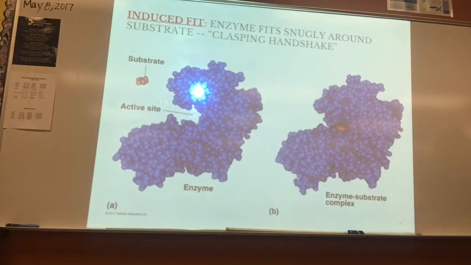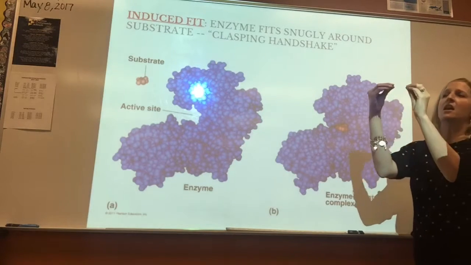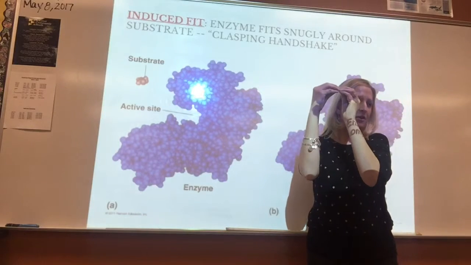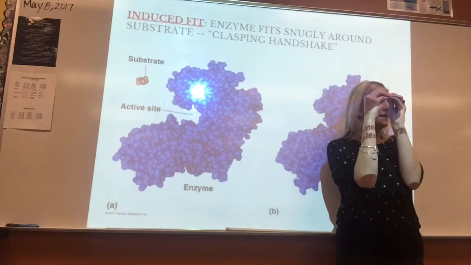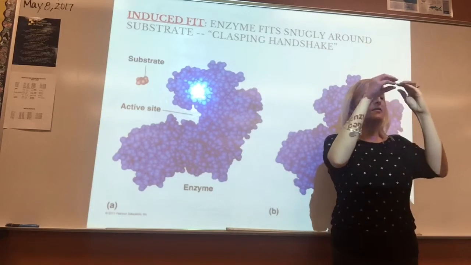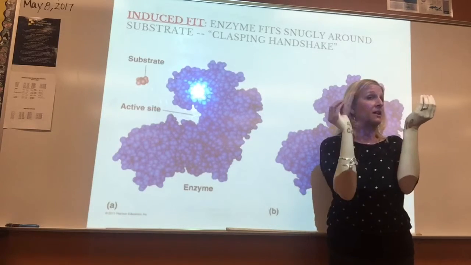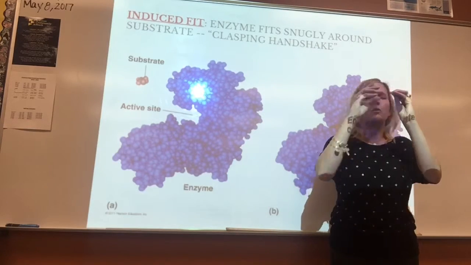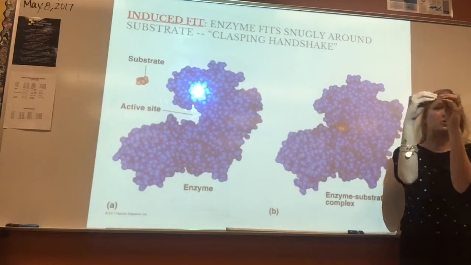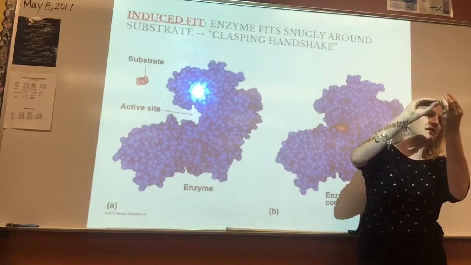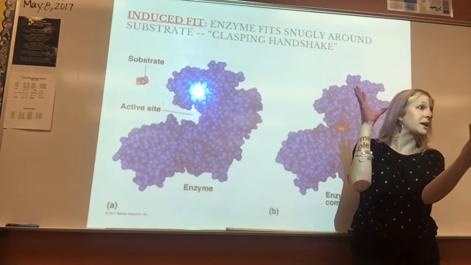And then remember, it can produce the product. If they're building something, two substrates together, they orient them so that the parts that bond together come together, and therefore they can bond easier. Or if a molecule is a bigger molecule, it's going to break it down. When it does the induced fit, it can put stress on the bonds, which makes the bonds break easier.